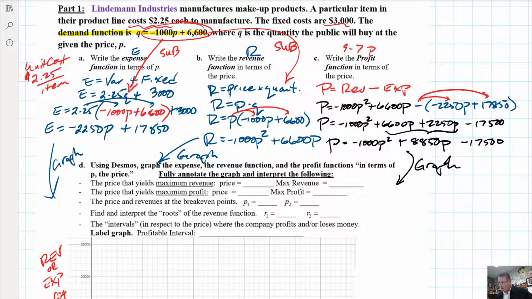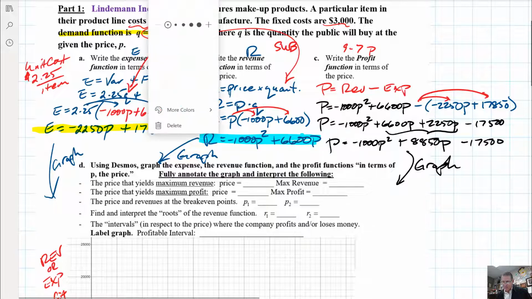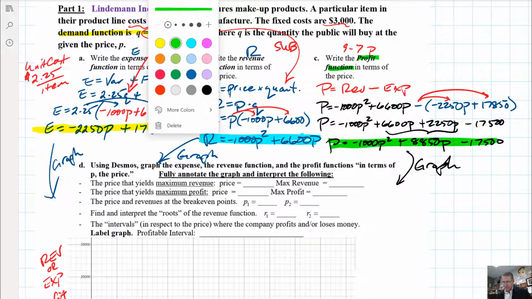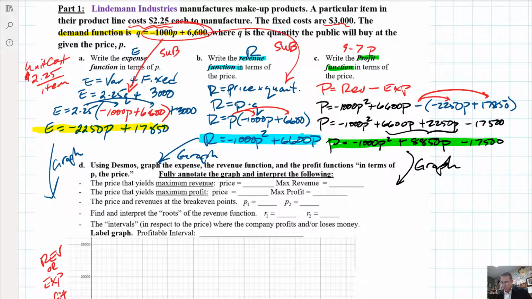We're going to graph all three on the same axes. We can do that because it's in terms of P, the price. That's why we had to make all these substitutions. So my first function is the expense function in terms of the price. My second function was my revenue function in terms of the price. And then my third function I derived is the profit function. I've got the profit function in green, my revenue function in blue, and my expense function in yellow.